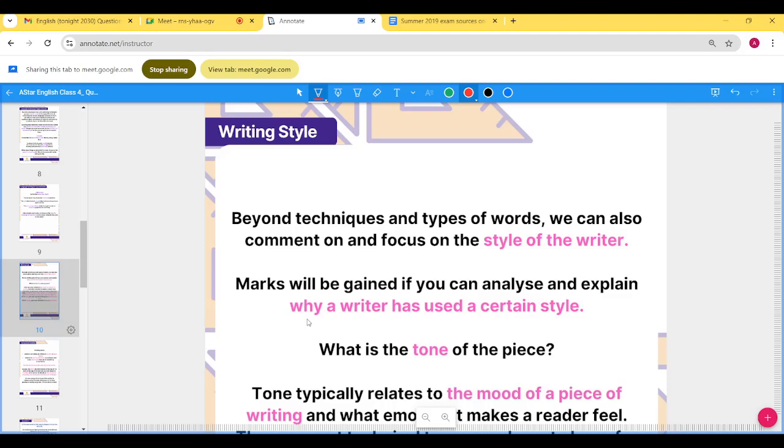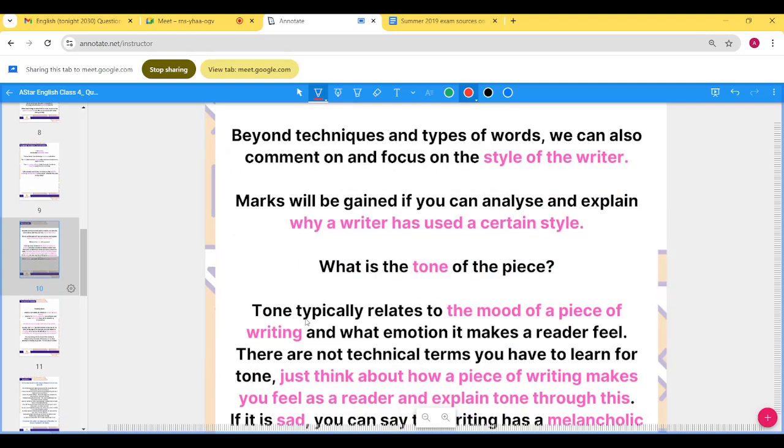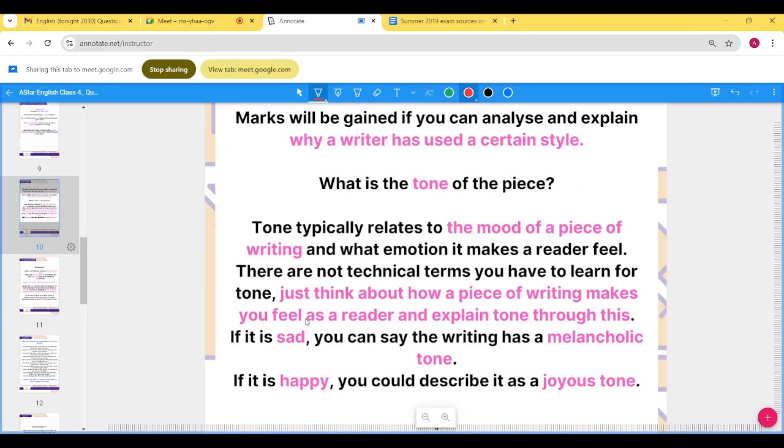Now, this is more to do with question 4 and 5 than question 3, but beyond techniques and types of words, you can also focus on the style of a writer. If you can explain why a writer has written in a certain way, there are marks to gain here. One area for this is the tone of a piece. And by tone, we're talking about the mood of a piece.